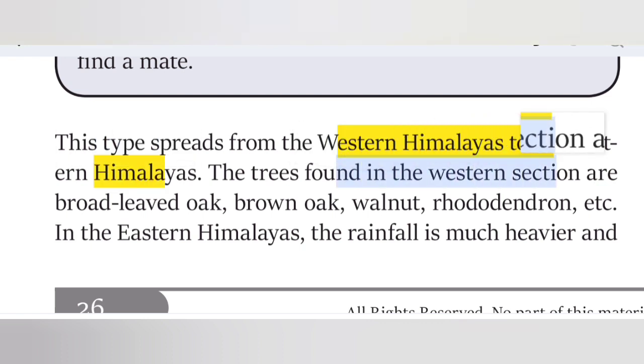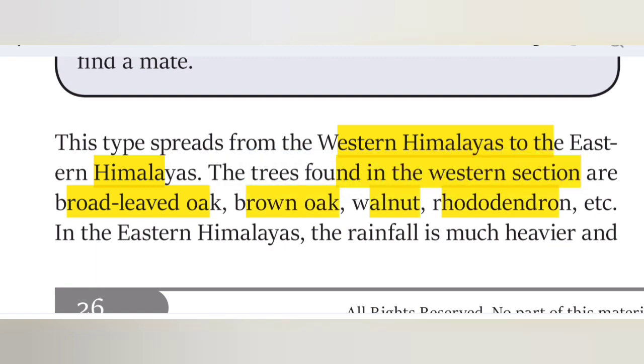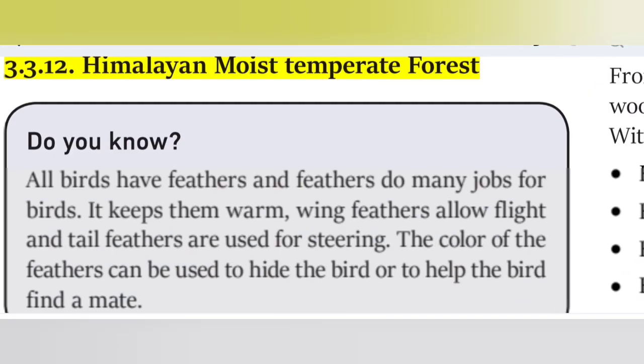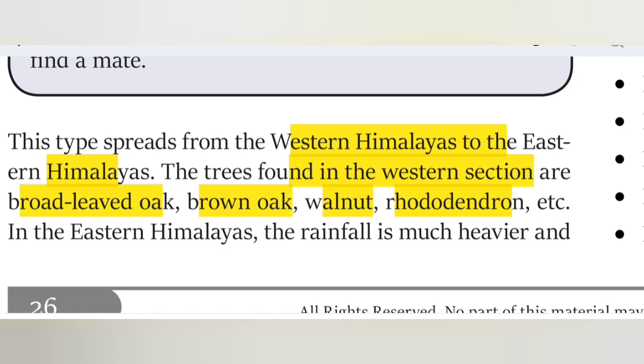The trees found in the eastern section are broad-leaved oak, brown oak, walnut, rhododendron, etc. So, Himalayan moist temperate forest. This type of forest spreads from western Himalaya to the eastern Himalaya. The trees found in the western section are broad-leaved, like oak, brown oak, walnut, rhododendron, etc.